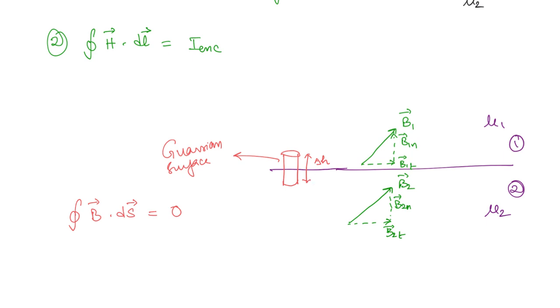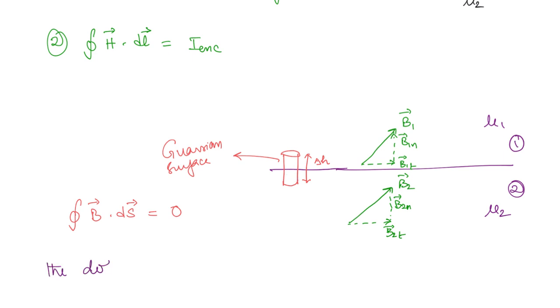B1N and B2N are the normal components. The curved surface area is this, and the normal components B1N and B2N are in this direction, so they won't have any contribution. In this way, the total flux because of this curved surface area is 0. Now if you see the top surface, B1N bar is coming out of the top surface, and at the bottom surface, B2N is entering the Gaussian surface.